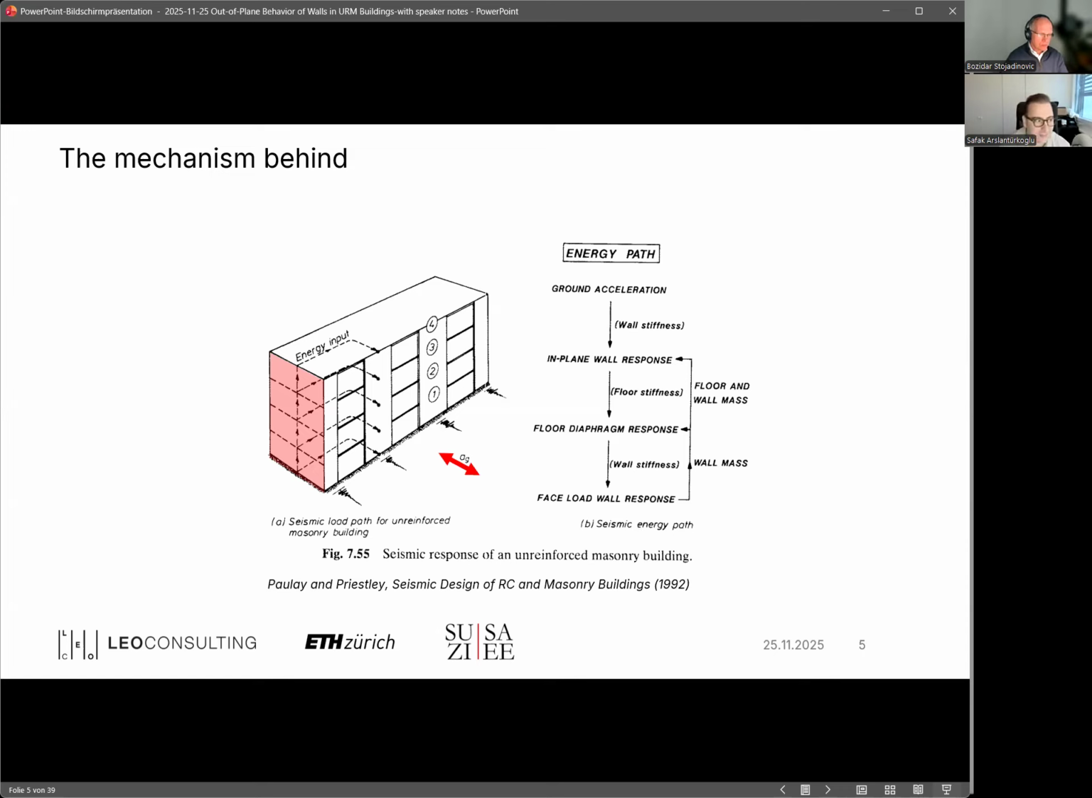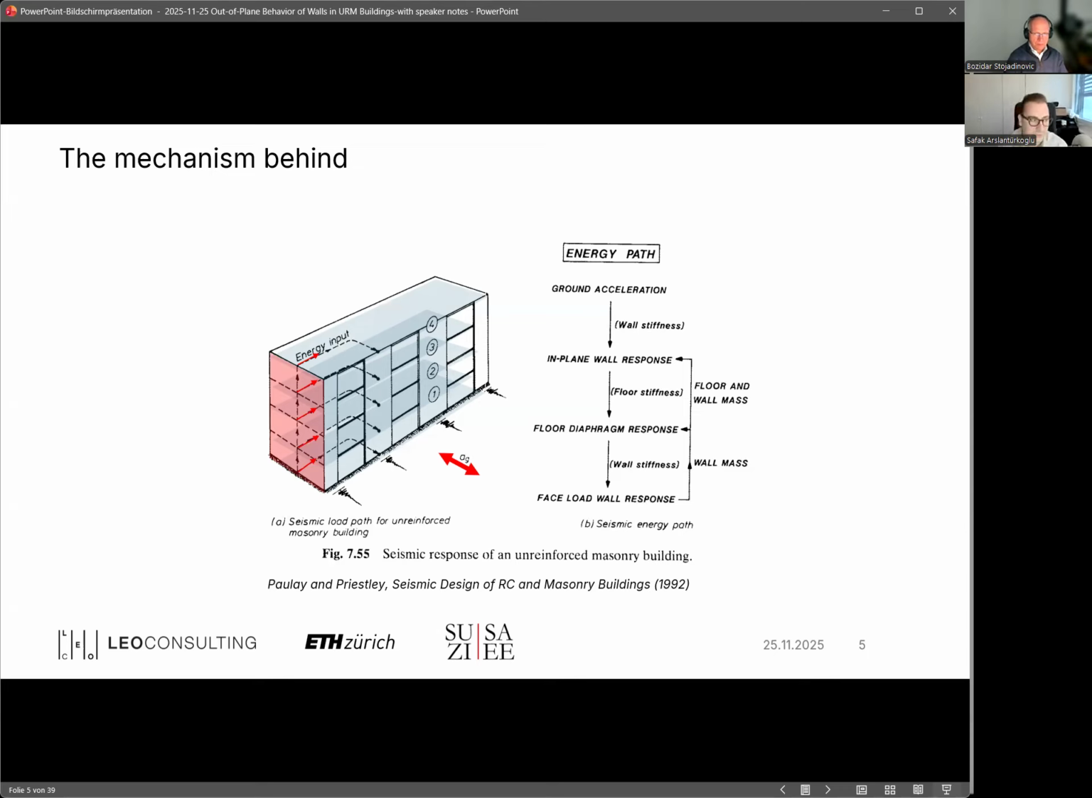It will excite it in its plane, and then this input acceleration will become an output acceleration, and that output will be transferred to the floor system. So here we differentiate between floors that are flexible and floors that are rigid. When we have a stiff floor like reinforced concrete, it is usually able to provide or hold the walls together. So the walls are primarily loaded in their plane.